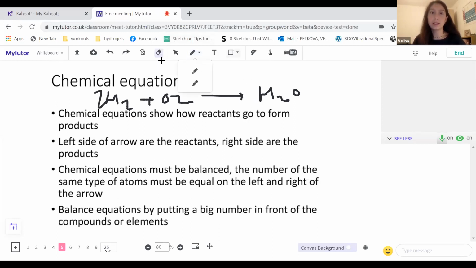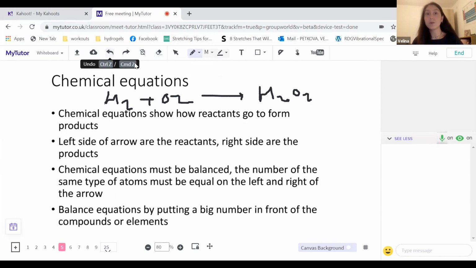So in this case, some of you may be tempted to balance it by adding a little 2 here, but this is incorrect because you never balance it by adding a small number. The number must always go in front of the compound or the element. So it must go here and it must go here. You can't change this to say 4 for it to be balanced, okay? The key things to note.